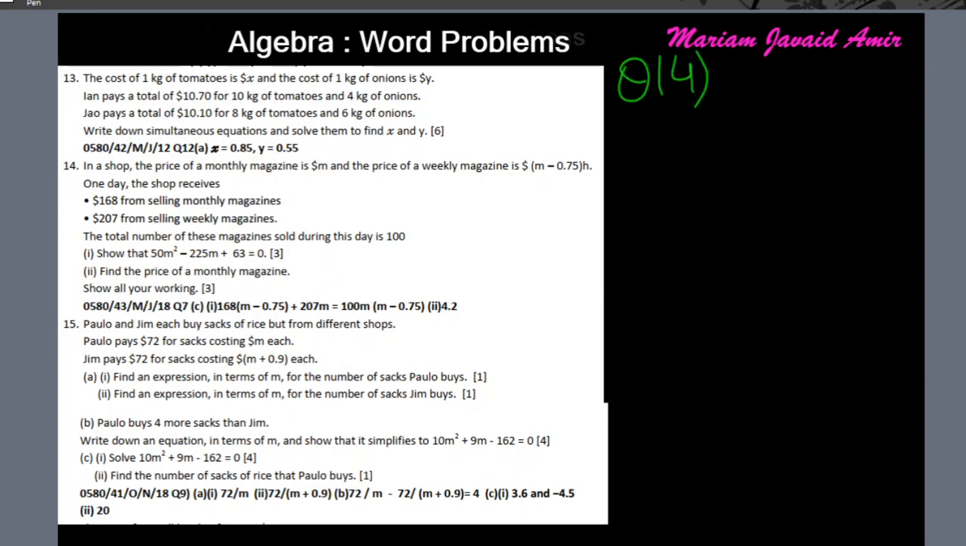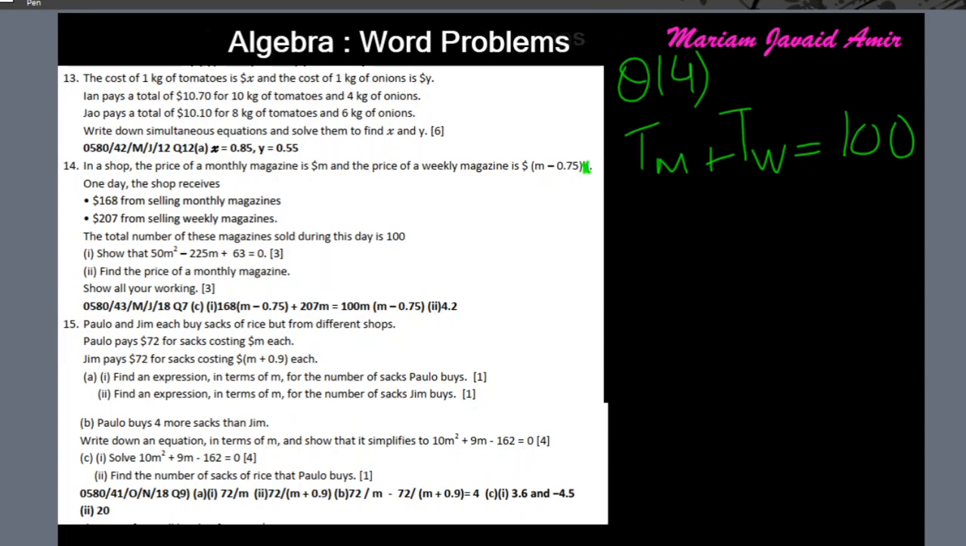is, in a shop the price of a monthly magazine is $M and the price of the weekly magazine is M minus 0.75. Again, ignore this H. One day the shop receives $168 from selling monthly magazines and $207 from selling weekly magazines. The total number of these magazines sold during these days is 100. So total means that the total number of monthly magazines sold plus the total number of weekly magazines sold equals 100 pieces.